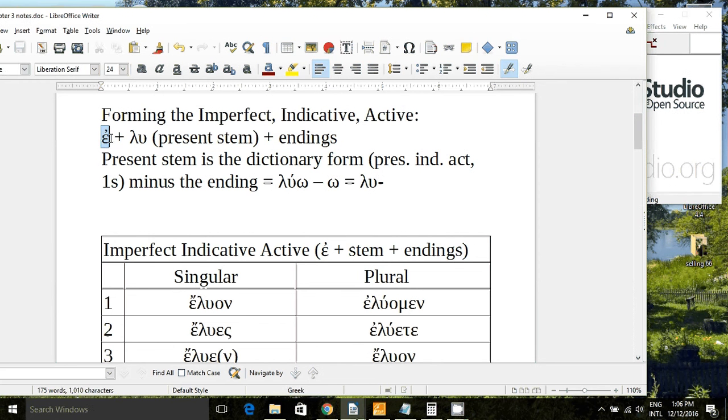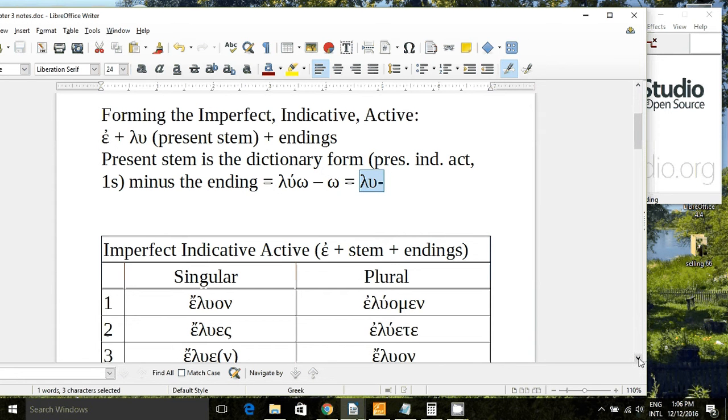You take an epsilon plus the present stem of your verb, that's the present stem of our paradigm verb, luo, and then plus the endings. And so how do you get the present stem? Well, you take the dictionary form, the form you learn in the vocabulary, the form if you're going to look up what a word means in the dictionary. You need to be able to figure out what its present, indicative, active, first person, singular form is, and then you take off the ending. So luo is our verb, I loose, and so we subtract off the omega, the ending. That gives us our stem.